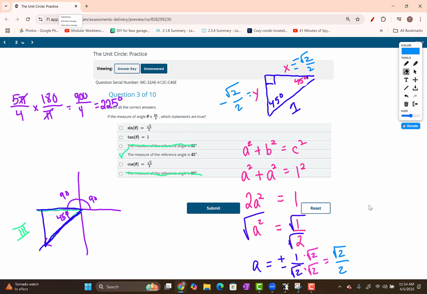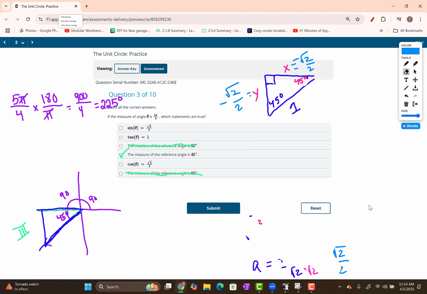So now finally, I'm going to erase all this work to give myself a little more space. But finally, we are ready to find the cosine of this 45-degree angle. Ready to find cosine, we're ready to find sine, we're ready to find tangent. So the cosine of 45, remember, is adjacent over hypotenuse. The adjacent side is negative square root of 2 over 2 divided by 1. Anything divided by 1 is itself. So we get negative radical 2 over 2.